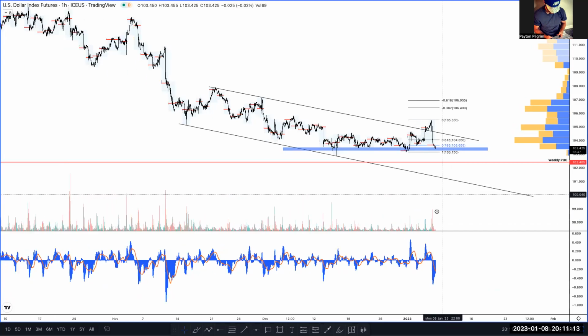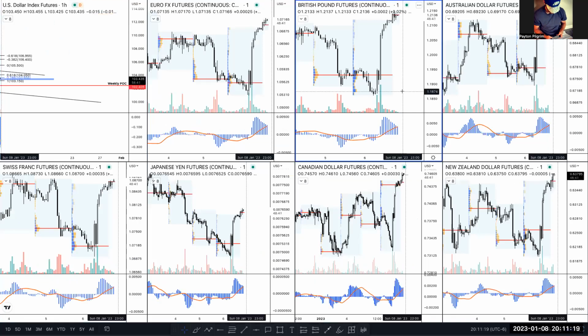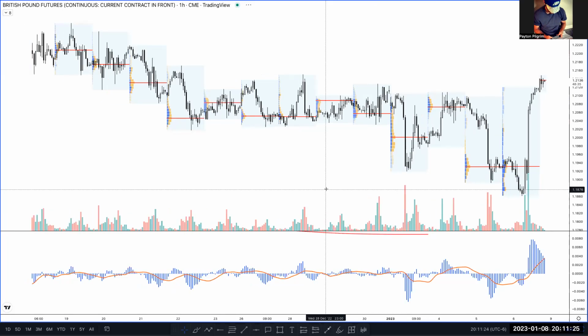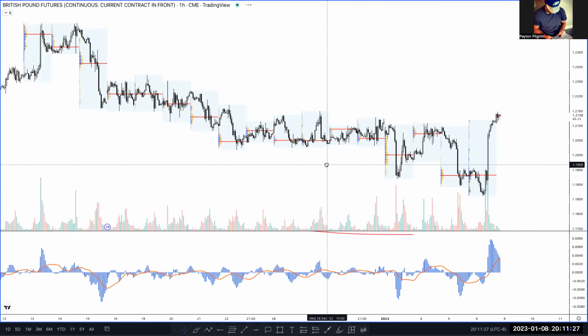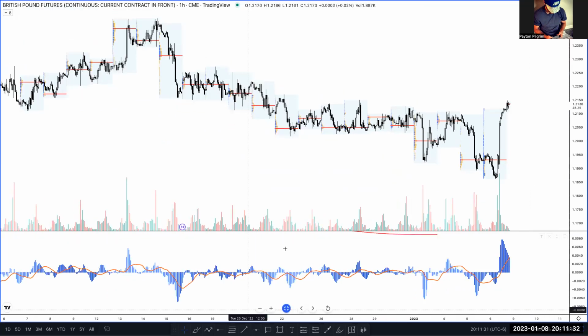So we'll have to watch it. We'll have to see what it does. Now we're looking at the pound. Okay, so it's very much the opposite of the dollar in the way of the shorter time frames.